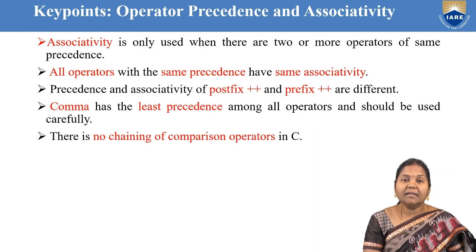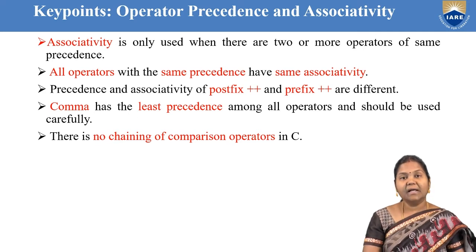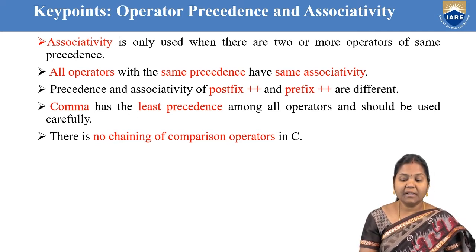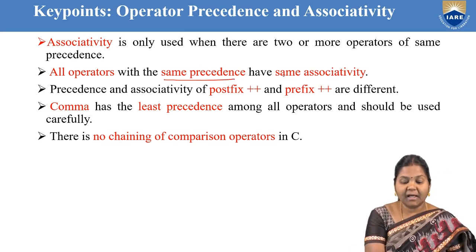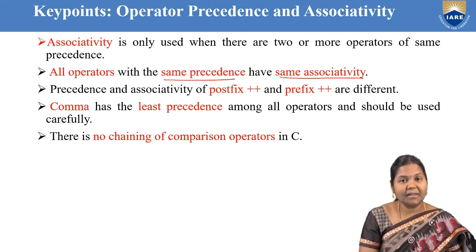Now, what are the key points that you have to remember while applying associativity and precedence during expression evaluation? The first point is that associativity is used when there are two or more operators of the same precedence. Then you have to think about what the associativity is. The second key point is that all the operators with the same precedence have the same associativity. This is an important point. If you have operators of the same precedence, obviously their associativity will also be the same.